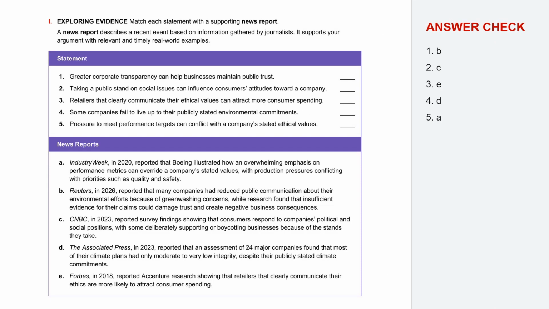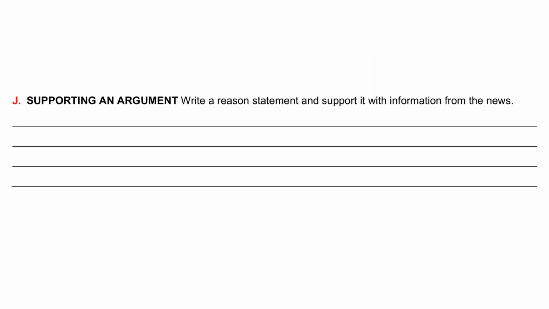Now check your answers. Then take the evidence type quiz. Task J, supporting an argument. Develop a reason for your position and support it using the type of evidence introduced in this unit. This will give you practice connecting a reason with relevant supporting evidence.